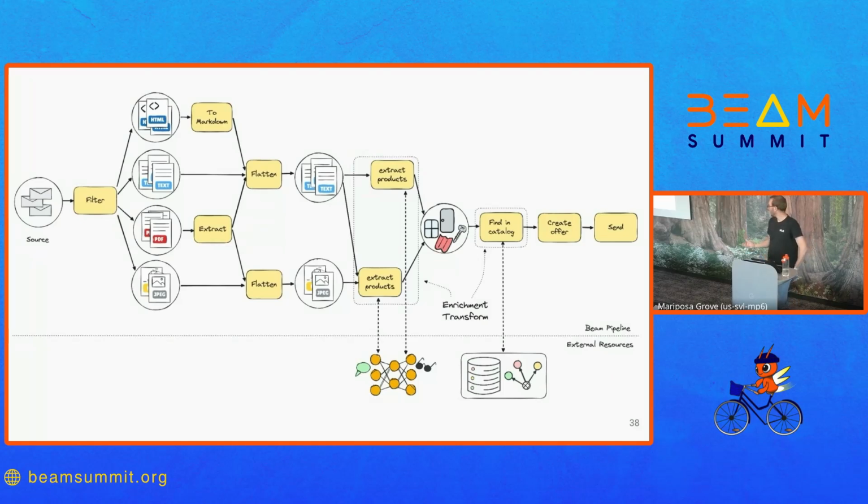Then lastly, I want to create my offer and send it to the customer as a reply. And you can see that here we have two operations, the extract products as well as the find in the catalog, which require some kind of API call. And for both of these, I will be using the enrichment transformation.